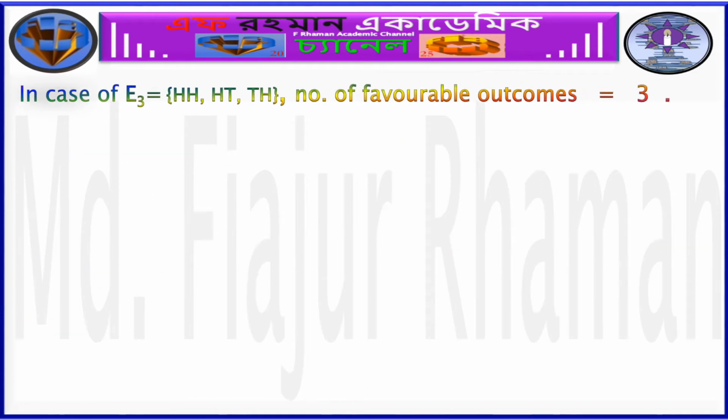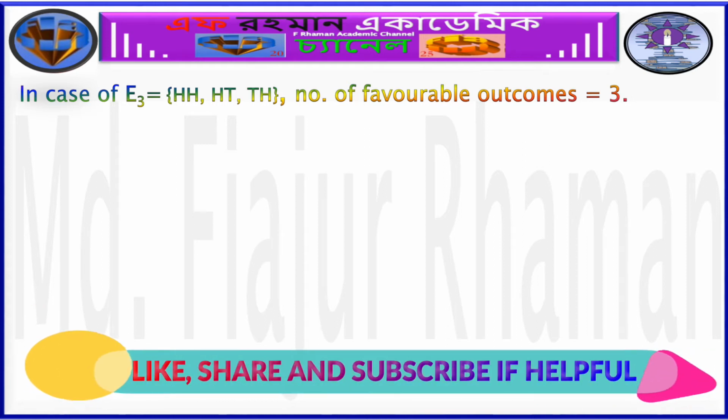In case of E3 = {HH, HT, TH}, number of favorable outcomes is equal to 3.